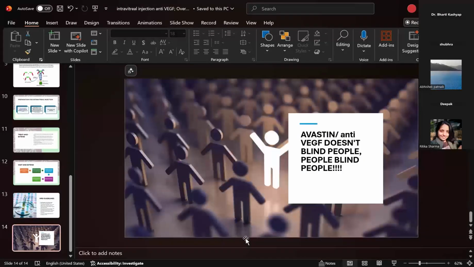So last line: Avastin or any anti-VEGF, it doesn't blind people. It's people who blind people. So small little maneuvers that you take care of and small little pointers that you take good precautions about will allow you to be more safe in your practice and to give better outcomes to your patients. Thank you.